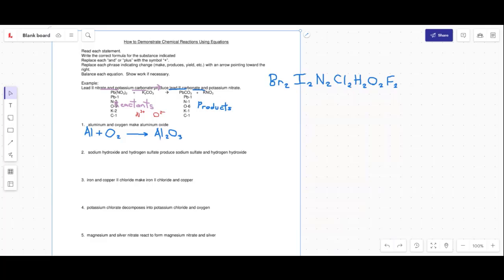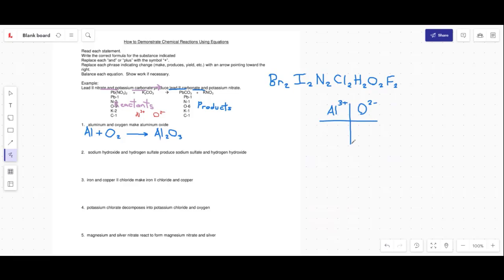Question? Go ahead. How did you get Al2 and O3? That's a very good question. So basically what it comes down to is this. If I have aluminum, which is a 3 plus, and I have oxygen, which is a 2 minus, I need these to balance, okay?